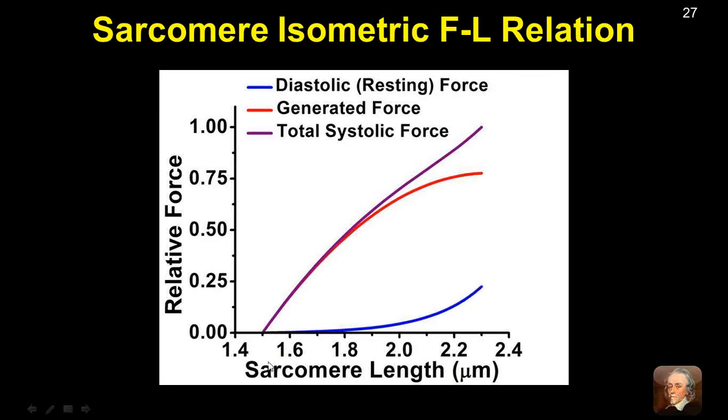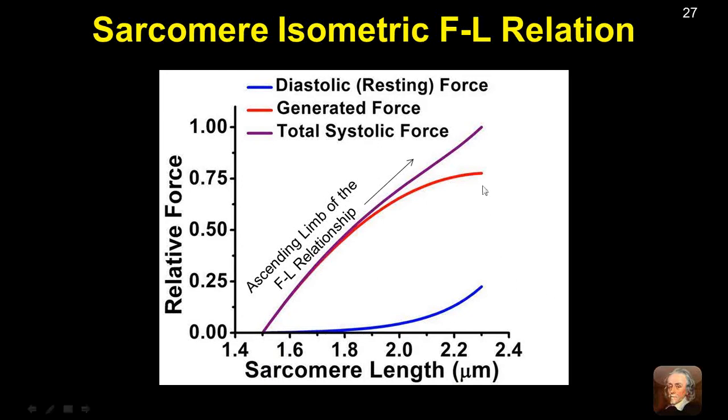We know that as we change sarcomere length, we change the passive properties, the passive force that is generated by the sarcomere, but also the active force that the sarcomere can generate at end of systole, at peak systole. This is called the so-called ascending limb of the force-length relationship, because in cardiac muscle, as you stretch the sarcomere, the force increases.